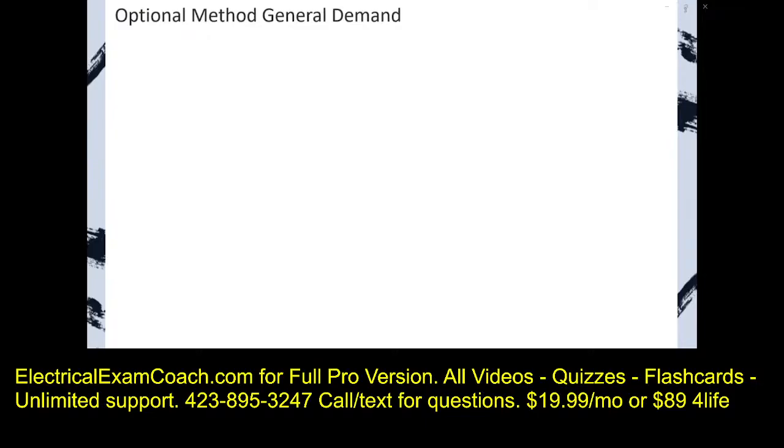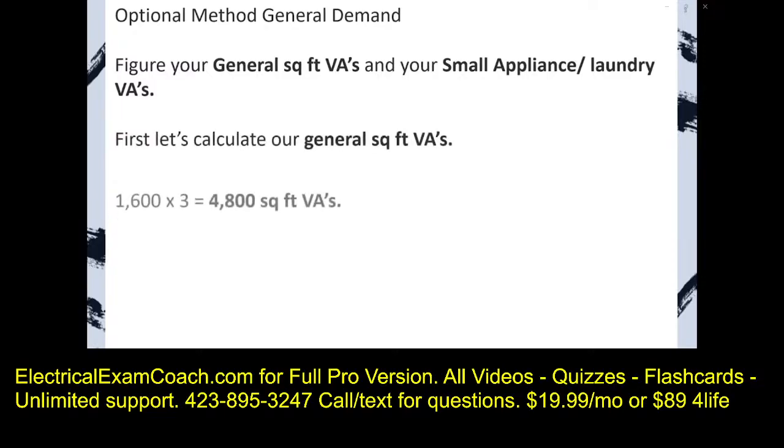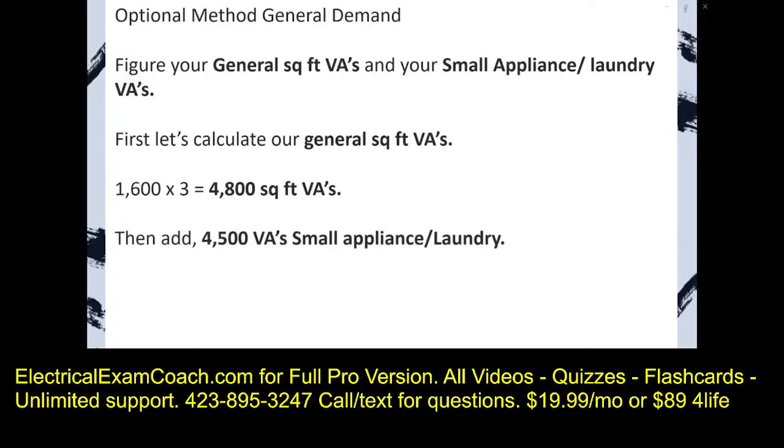Step 1 with any load calculation, whether standard or optional, is to get our general lighting demand. We're going to do our square foot VAs just like we did before. Let's imagine we have a 1,600 square foot house. We multiply that by 3 VAs per square foot. That gives us 4,800. Now we need to tack on our 4,500 for our 2 small appliance and 1 laundry, just like we did before. Now we total them all up. The only difference is that we do not apply any demand factors at this point. We're going to apply a general demand factor later.